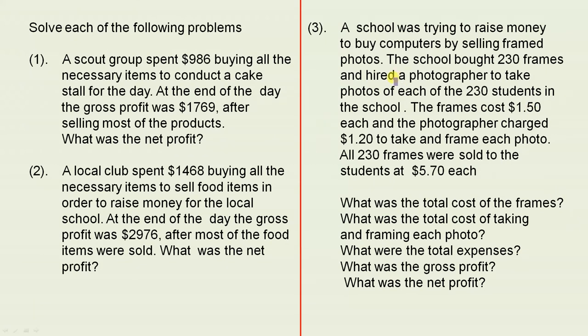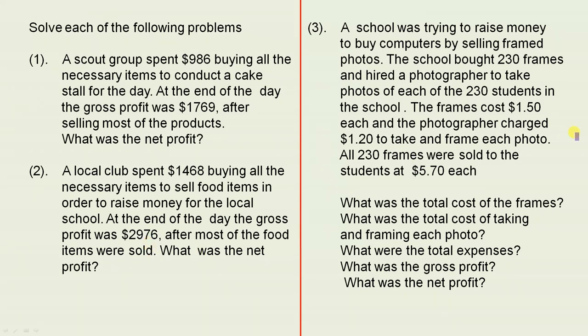This is exactly the same. Here we have an expense, we have a gross profit. So a simple subtraction will give you the net profit. Over here we have an expense. Here we have a gross profit. Again, a simple subtraction will give you the net profit.